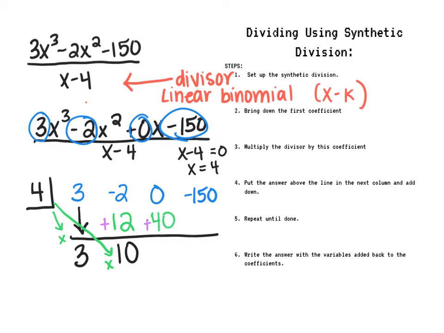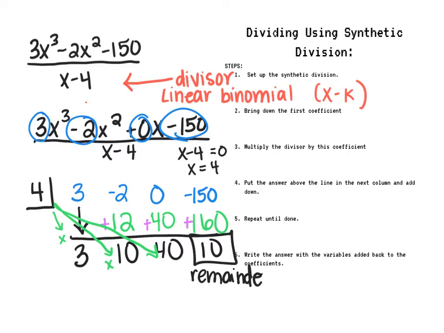And we're going to add those values. All right, so we have 0 plus 40. That is going to give me 40. And once more, we're going to take our 4, multiply it by 40. And that is going to give me 160. We're going to add that column. And once I add that, this last number that I get is 10. That number is going to be 10. That last number is your remainder.